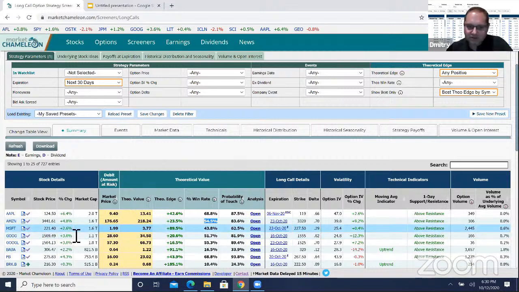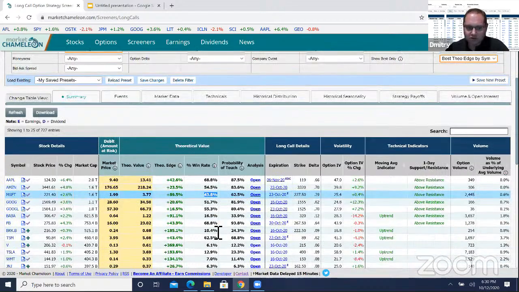Microsoft, that was up 2.6% today. This one, it will cover in earnings because it has a little E there. October 23rd, it's looking at the 227.50 call. That option is $1.99. We think it's worth theoretically $3.77, giving you a theoretical edge of 89.5% with a theoretical historical win rate of 43.8%, and so on. So that's how you would do it here.